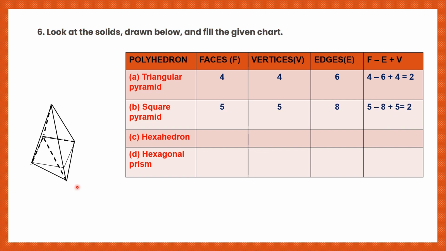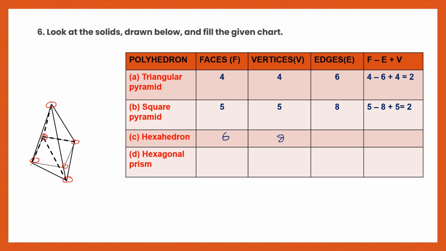This is a hexahedron. In the hexahedron, let's see how many faces, vertices, and edges there are. The word hexa itself means 6, so the faces are 6. Now the vertices, let's see if we can get them all from this figure. 1, 2, 3, 4, 5, 6, and 2 more on the other side, so that will make it 8 vertices.